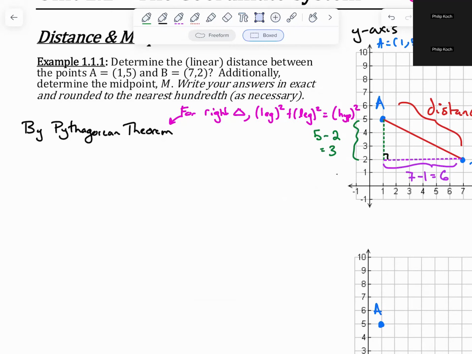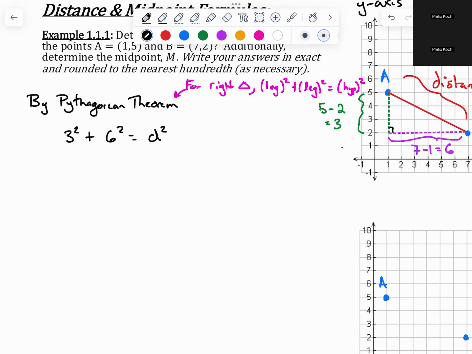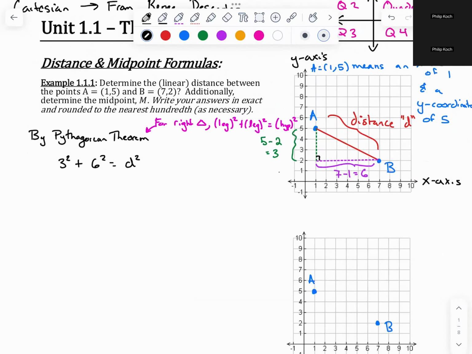So by the Pythagorean theorem, since we're dealing with a right triangle, it's going to be that leg squared, so 3 squared, plus the other leg squared, so 6 squared, is equal to the hypotenuse, which we just called d. So d squared. Any questions on anything we've done so far?